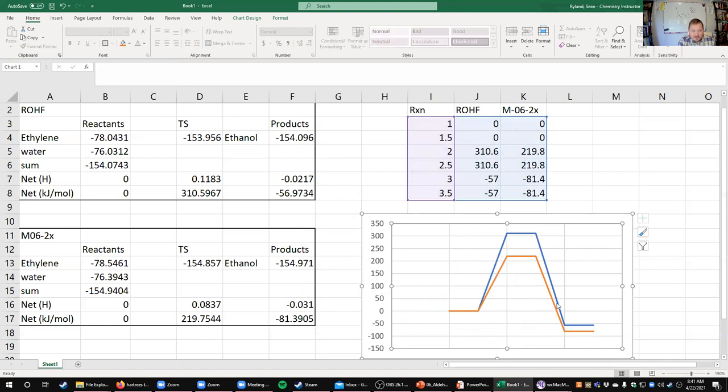I know you guys have probably all seen that before, but it's been a while since we played with Excel. So, brief review: how to add two series to the same chart.